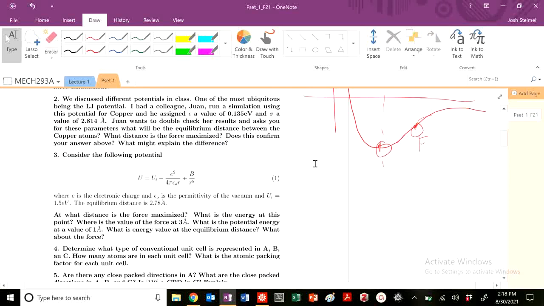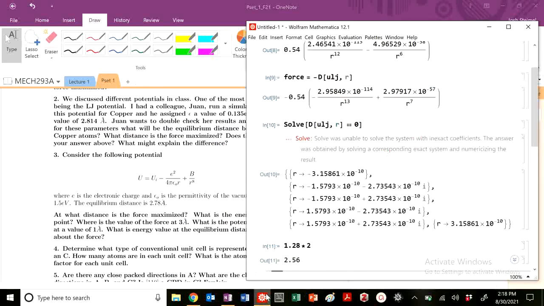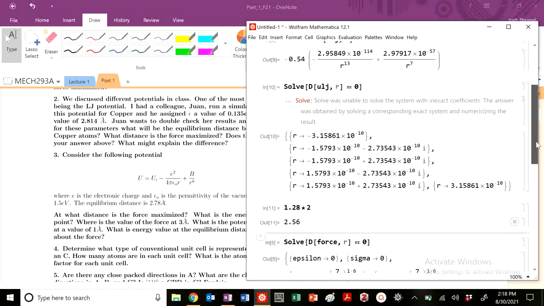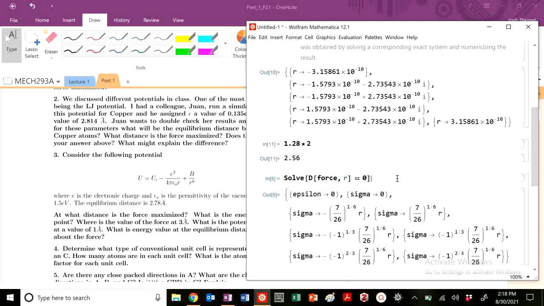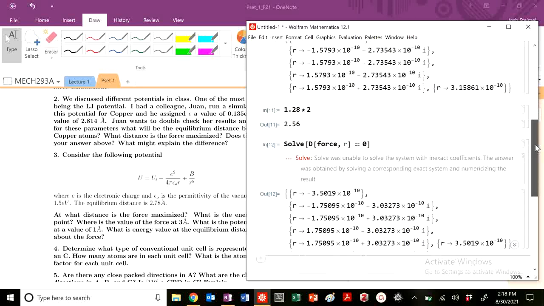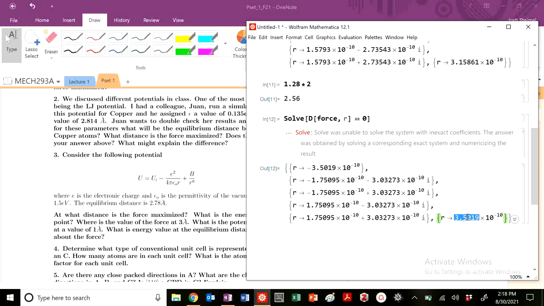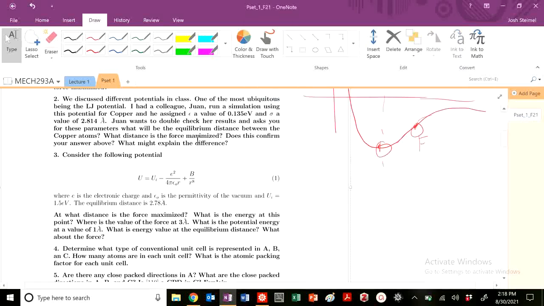So what's happening here? Also, let's look at where the force is maximized. We solve for the force, and this value right here is 3.5 times 10 to the minus 10. So what's the difference? Well, this is a Lennard-Jones potential, and we shouldn't use Lennard-Jones potentials for metallic interactions. We need to use more complex potentials in order to get our estimated value.